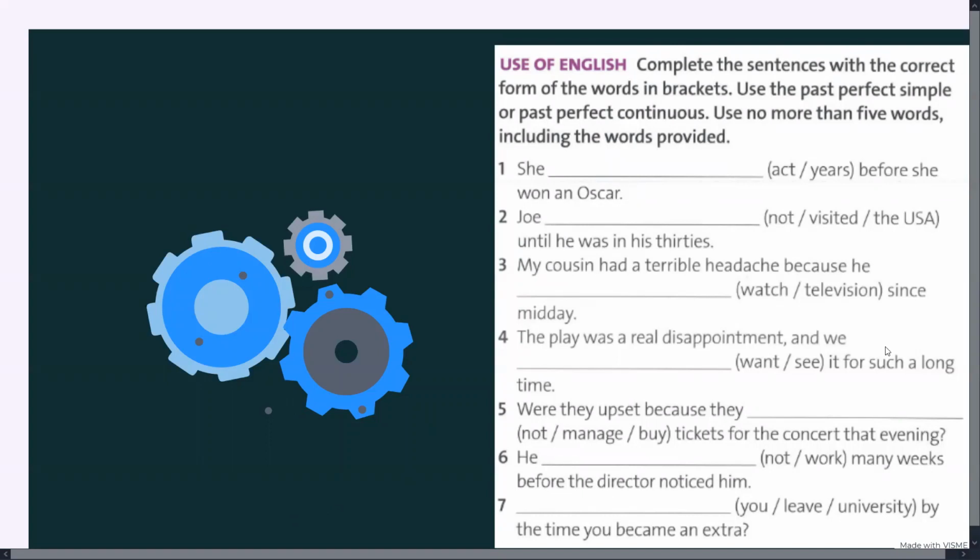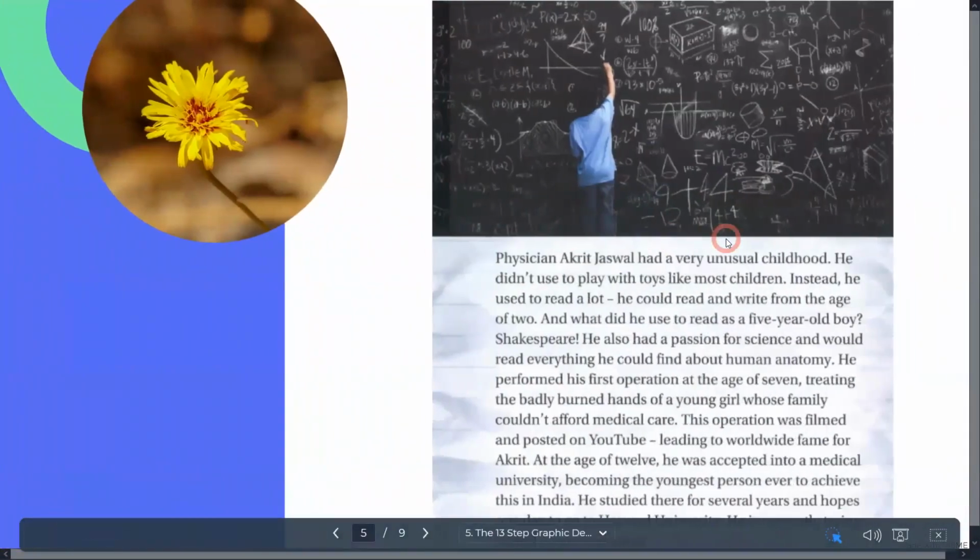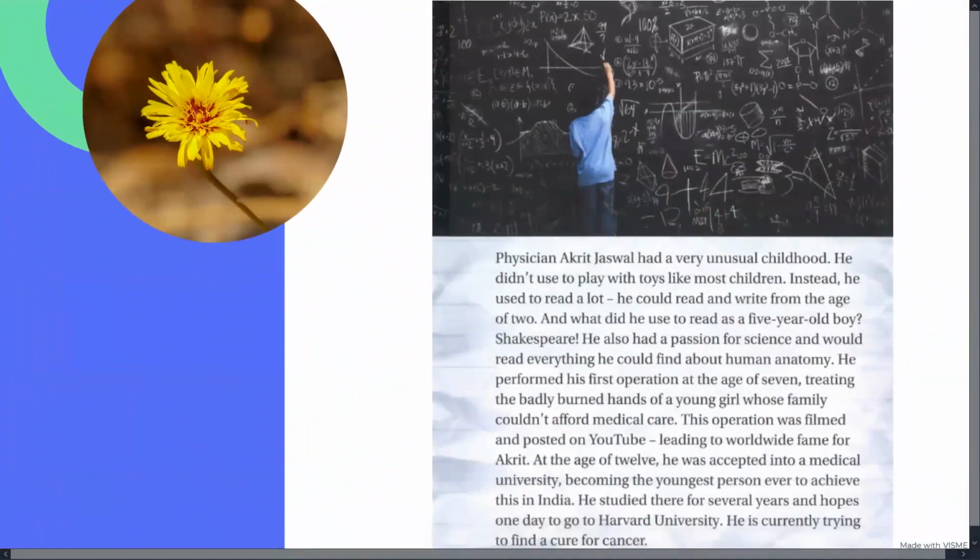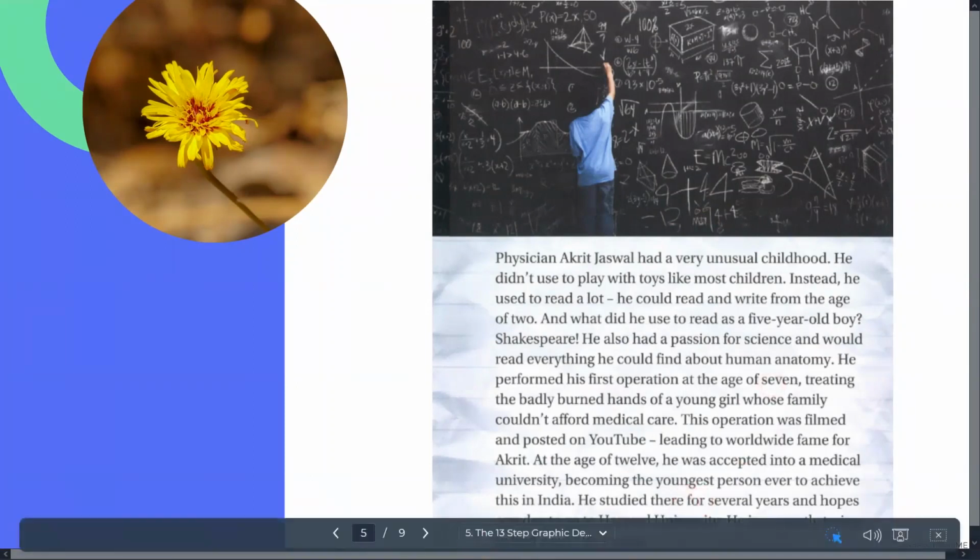Okay, let's move on to our next exercise. And now that we have covered a bit of past simple and past continuous, we will learn a few more things about things we use in the past. In this case, we will learn the difference between would and used to, as opposed to past simple. So let's read this text together and figure out where in the text we can see would and where in the text we can see used to.